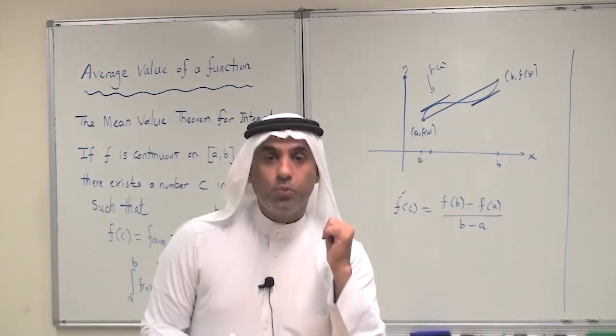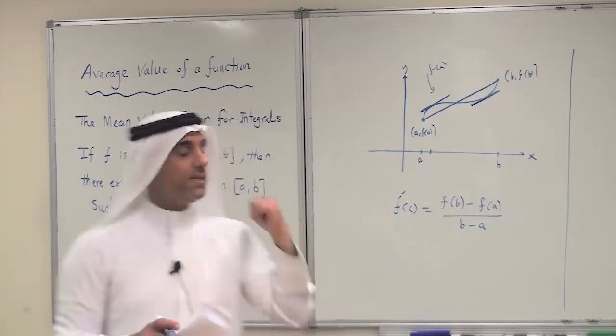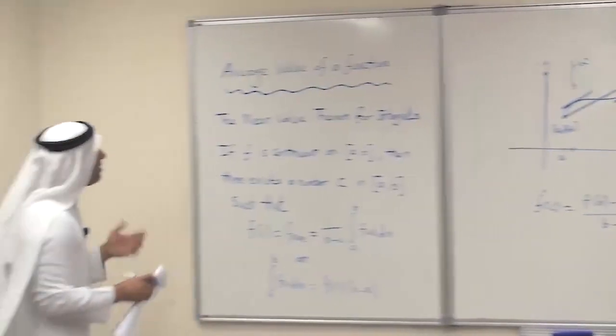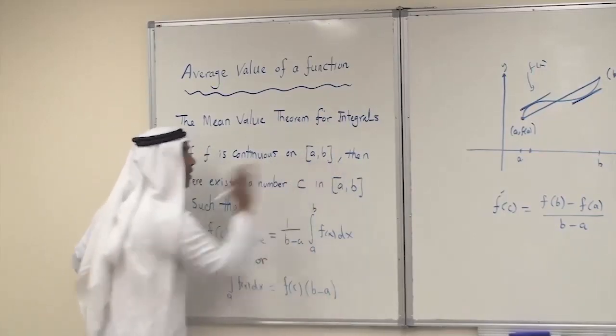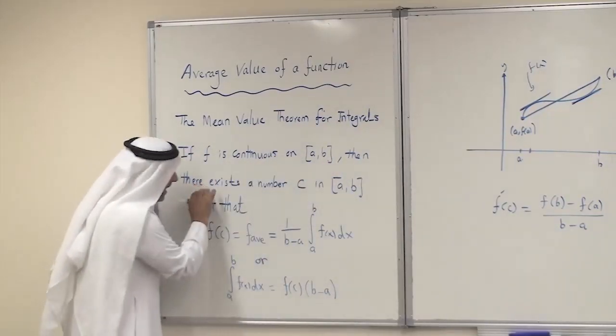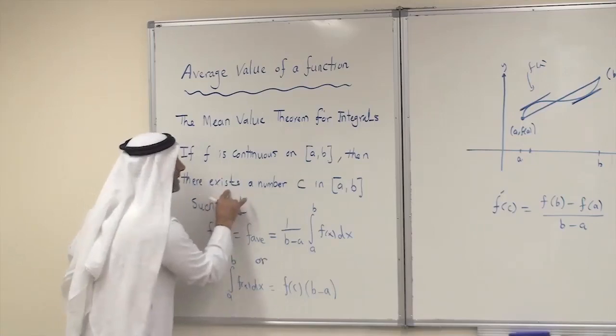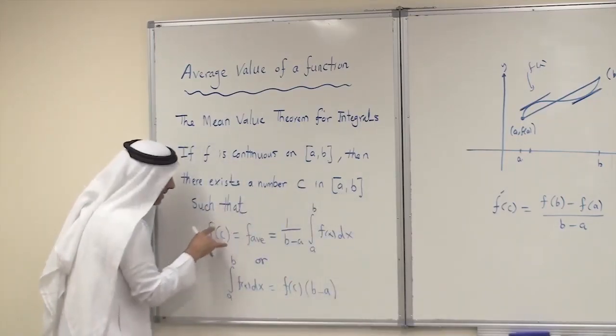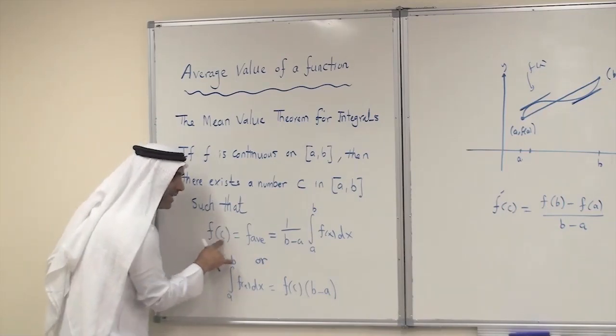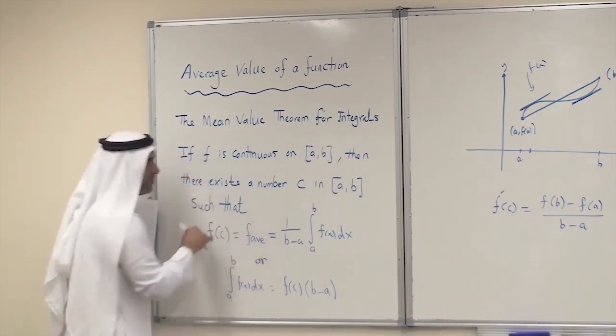Now, we will use it to prove the mean value theorem for integrals. Here, the mean value theorem for integrals says: if you have a continuous function over the closed interval, then there always exists a number c inside this interval such that the value of that function at c is exactly equal to the average of the function.